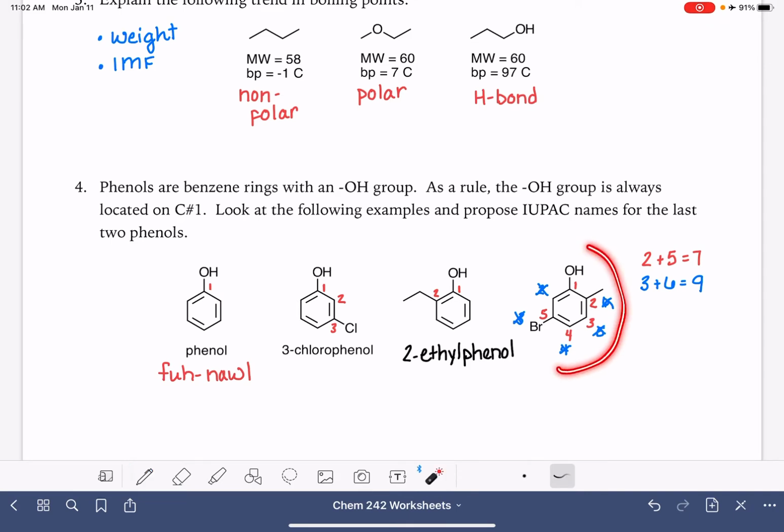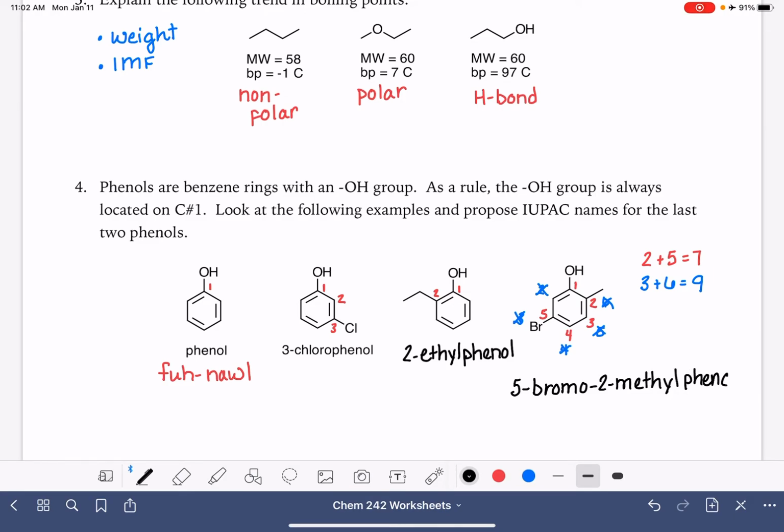So we have a phenol that is substituted with a methyl group and a bromine group. Remember that substituents are listed alphabetically, so that means 5-bromo comes first in the name, and then 2-methyl, and then we just simply say phenol.